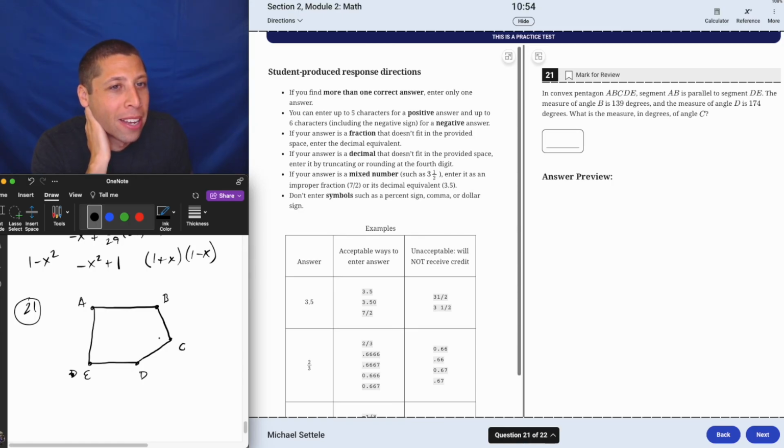Segment AB is parallel. Okay. The measure of angle B is 139 degrees. So 139. And the measure of angle D is 174. Okay. What is the measure of angle C? Okay. So yeah, I get what they're doing here. If these are parallel, then these angles here, A and E, have to add up to 180.